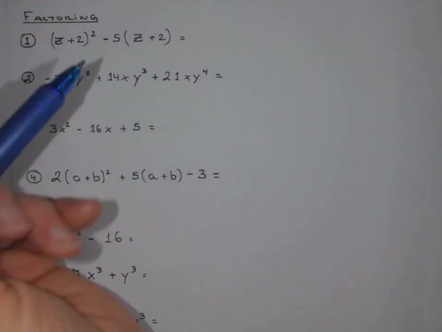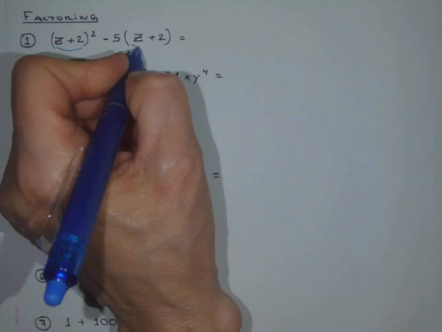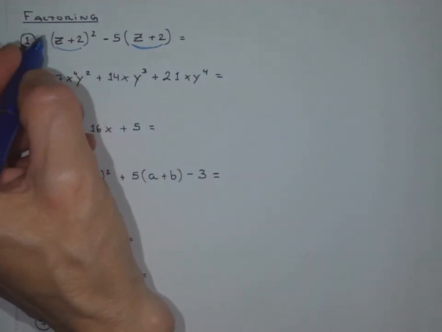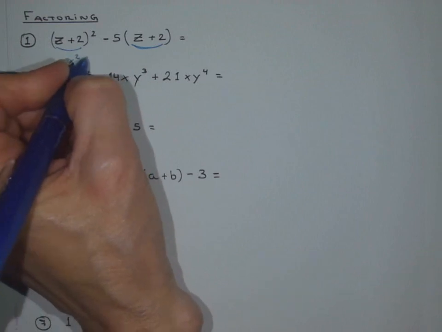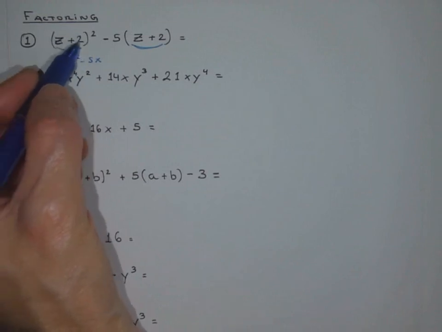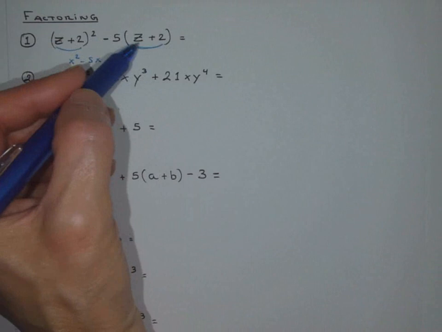So the first thing you want to realize is that the base of this exponent is exactly the same thing as what I have here. So you want to almost think about those as being, for example, x squared minus 5x. Imagine my x here is replaced by z plus 2, right? That would then be x squared minus 5 times x.